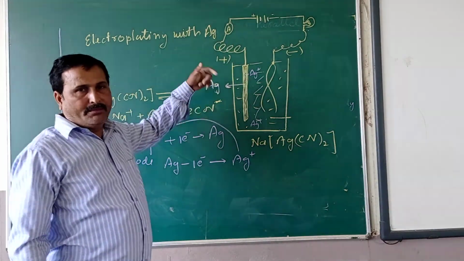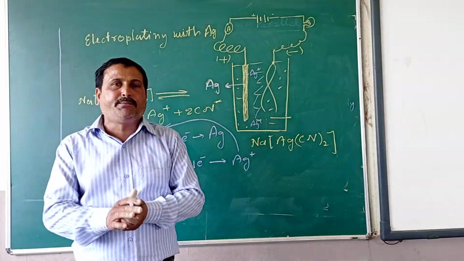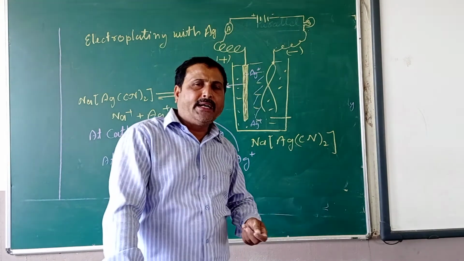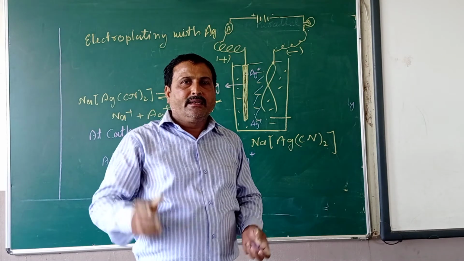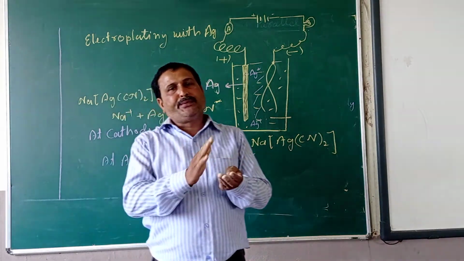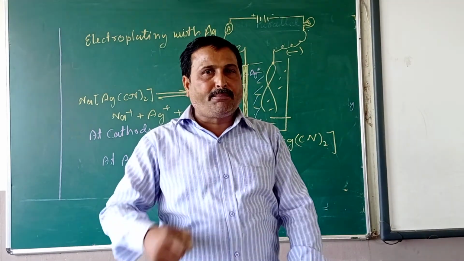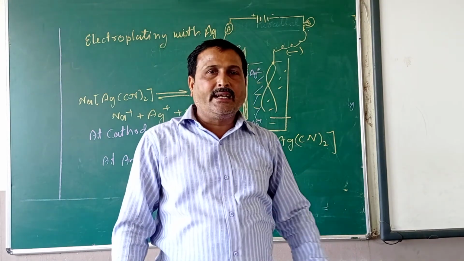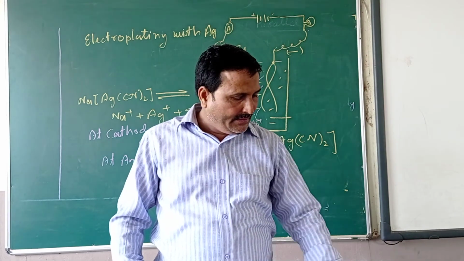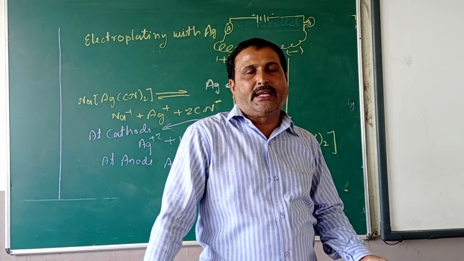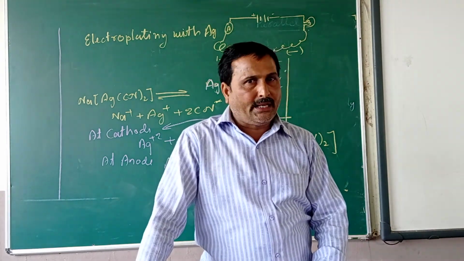Only two are given in your book, with nickel and silver. Afterward, electro-refining is given. Refining is purification, electro means with electrolysis. The process of purification of metal with the help of electrolysis is known as electro-refining. Here electro-refining of copper is given, but I will explain this term in the next chapter, metallurgy.